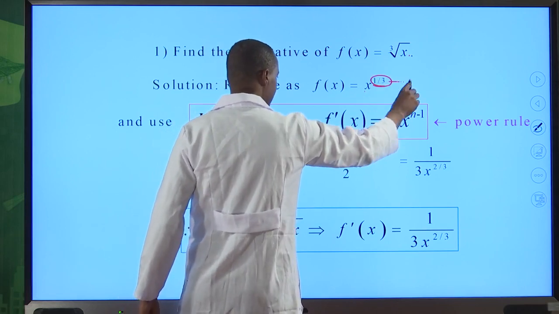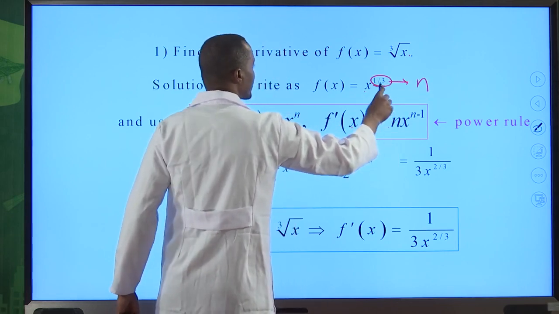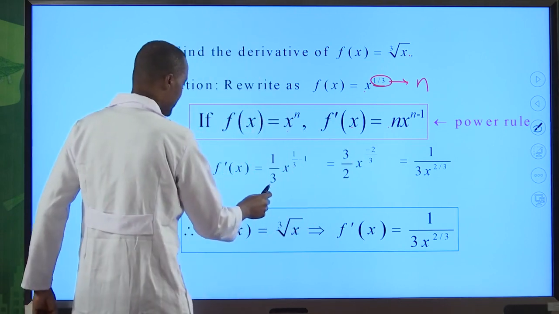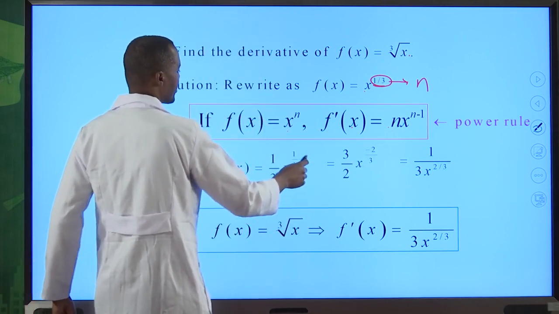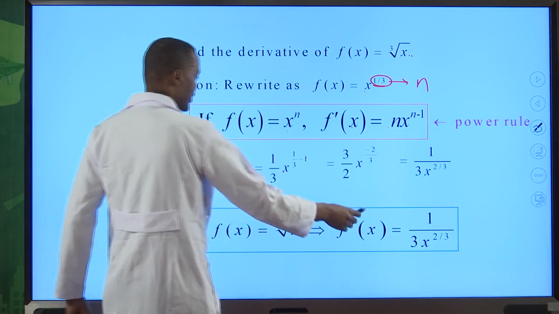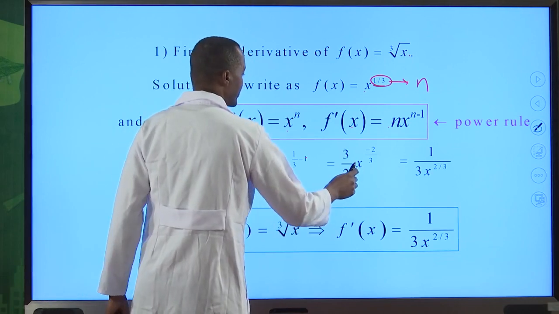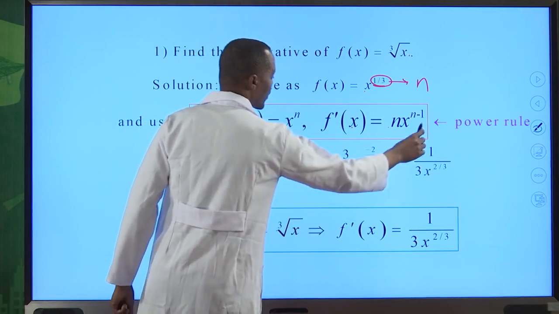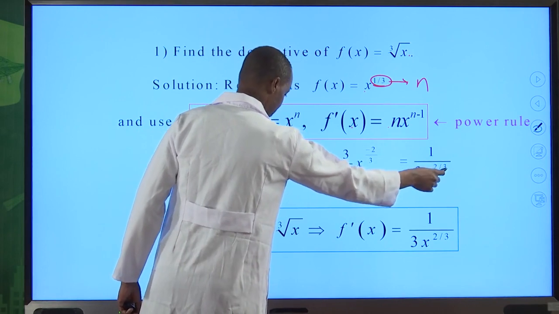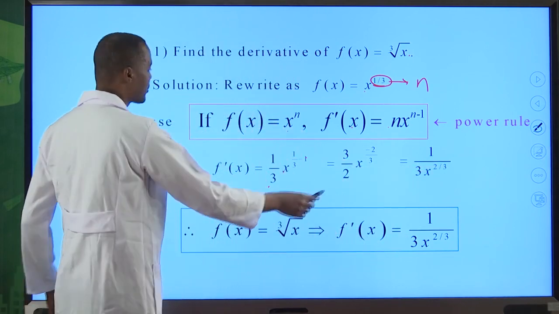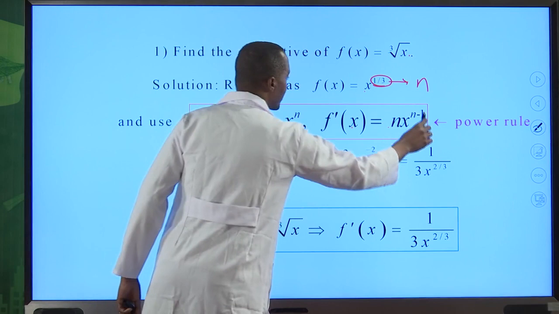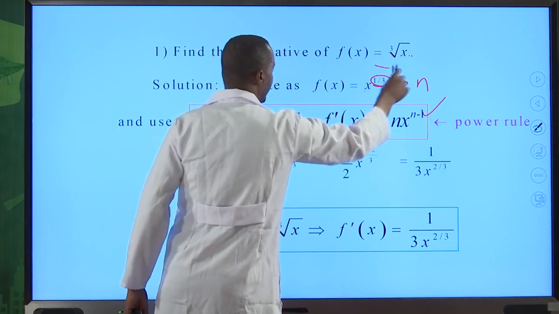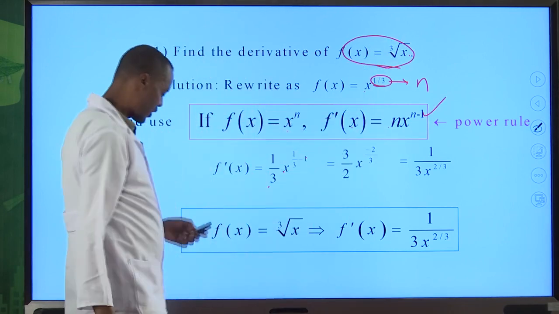So this is simply my n. So it is 1/3 times x to the power of 1/3 minus 1. So the final answer is 1/3 x to the power of minus 2/3, or 1/3 x to the power of 2/3. That is simply by directly using this formula, we can make a derivative of these kinds of functions.